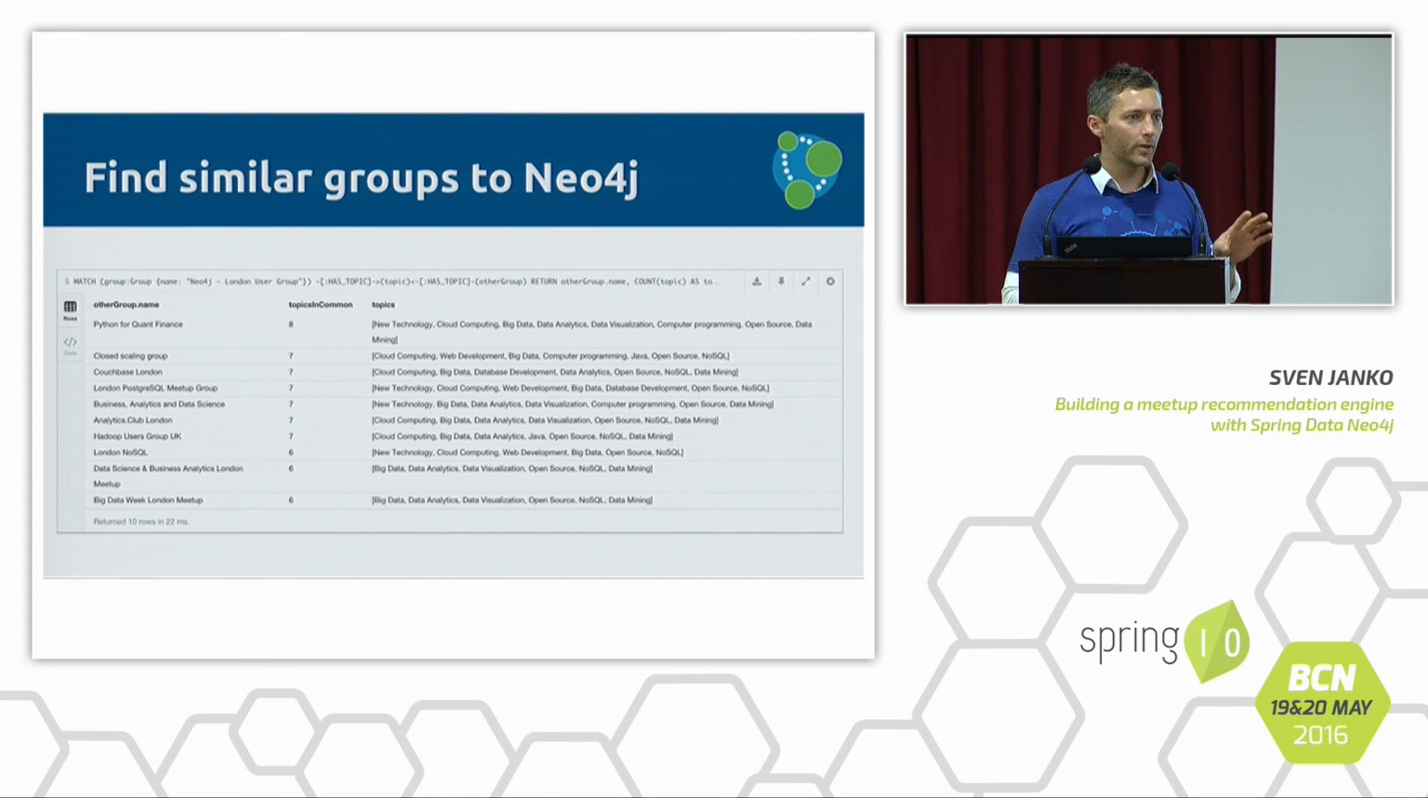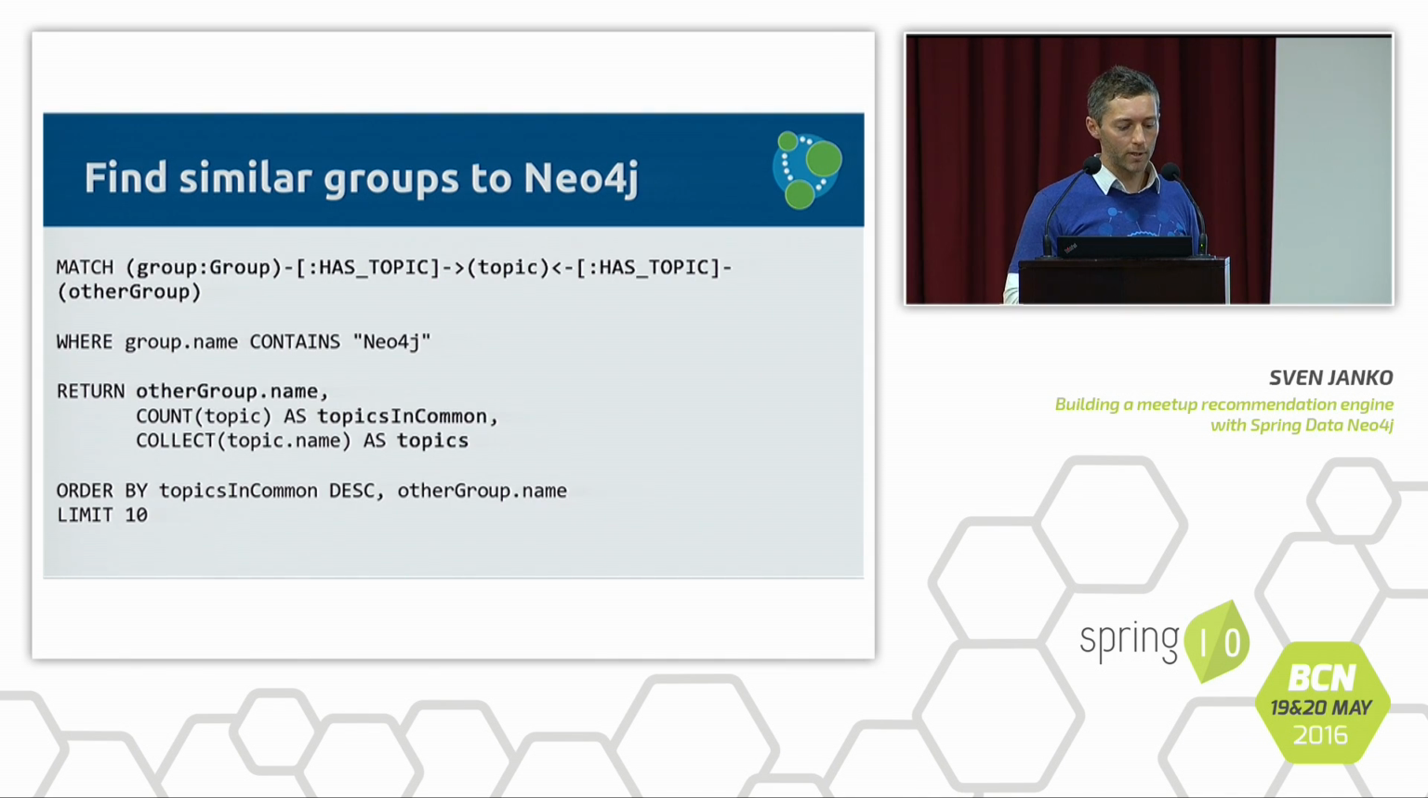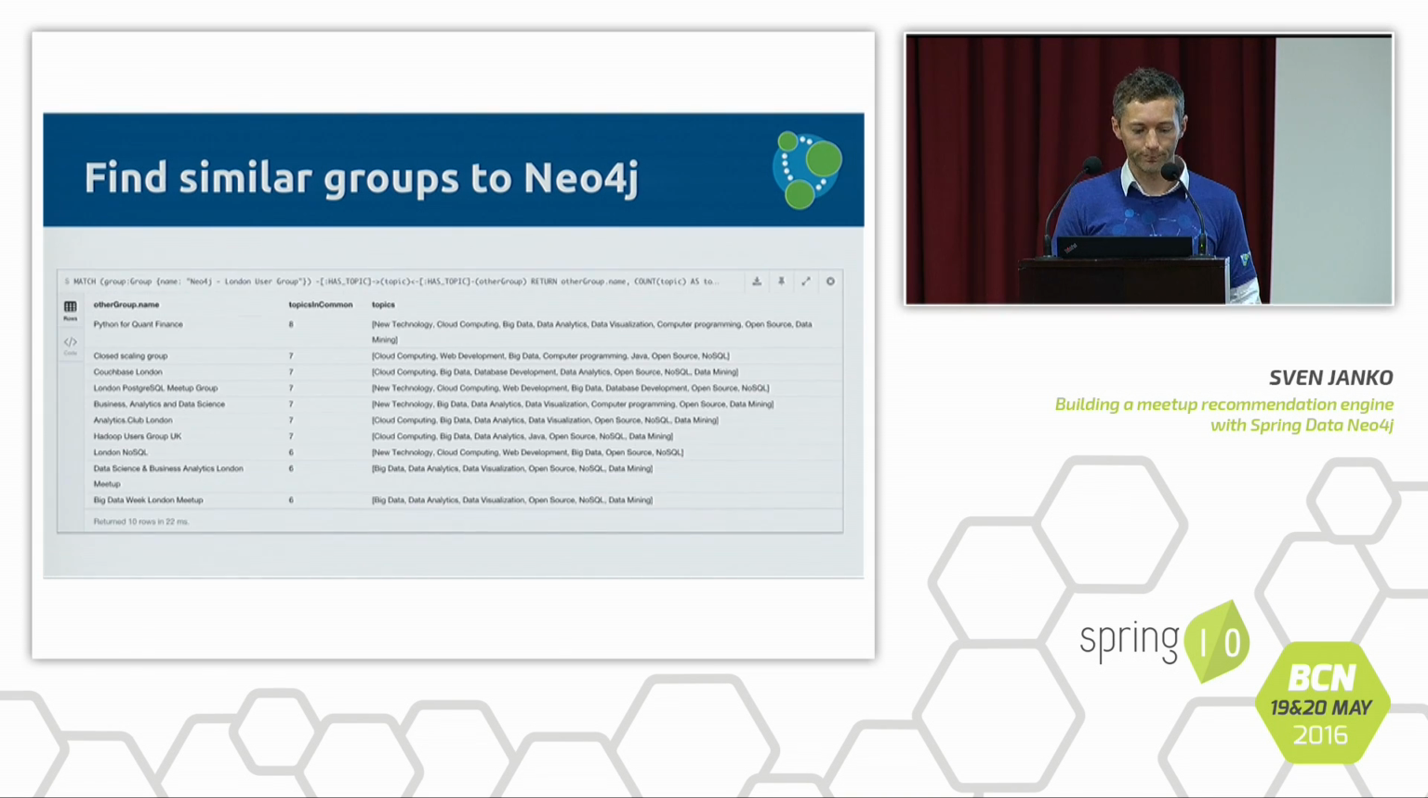I don't think all of you can read that, but it's not of importance here. The important thing is we're getting some columns which we have defined in our return statement. I'll switch back to the previous slide. So that is 3 columns because we returned a group name and we returned the number of topics in common, and we also returned the topic names as an aggregated array. And that's what we are getting back, and then we can use that for further operations in our application.